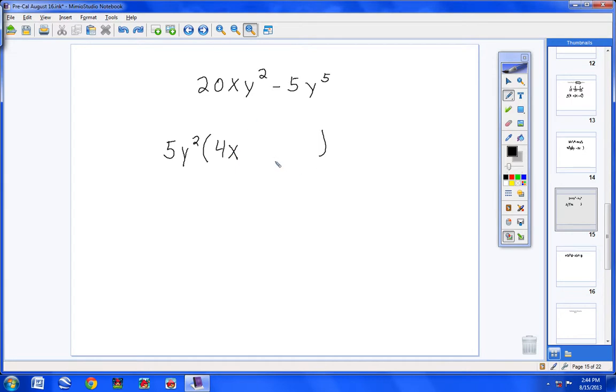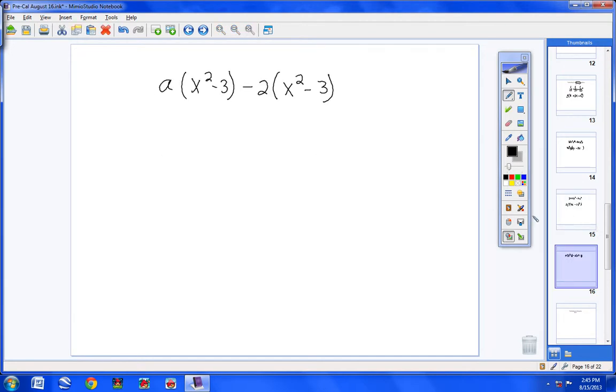I did it. Now I've got to put something in this blank over here. All right, so let's see. 5 times negative 1, right? 5 times negative 1 is negative 5. And here I've got 2 y's. I need 5, so I better put y to the third, because 5y squared times negative 1y cubed is negative 5y squared. So there, I did it. All right, moving on to the next problem.